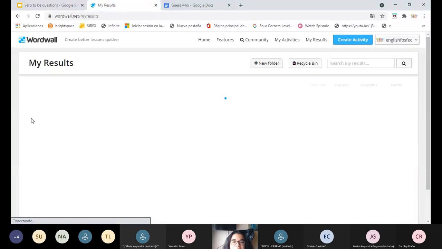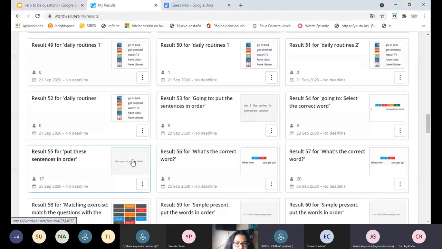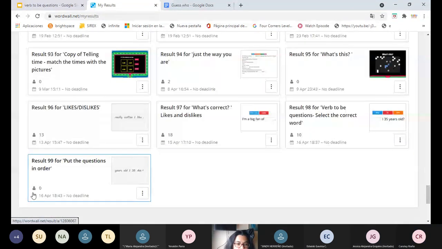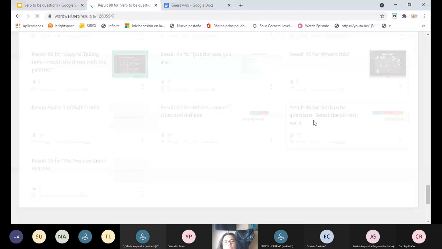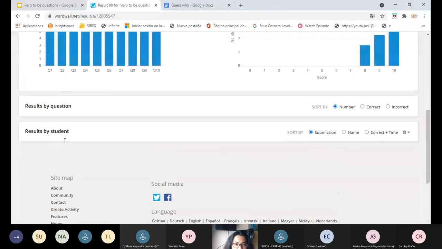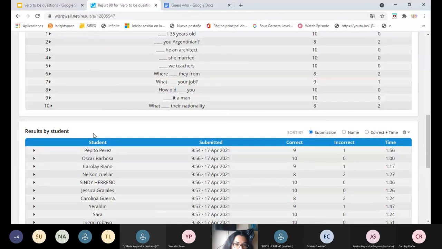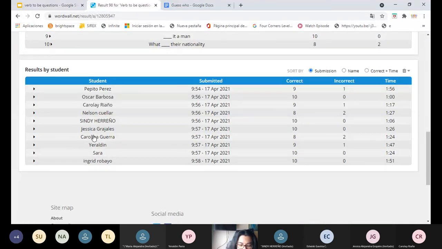Okay, guys, are you ready? Yes, teacher. All right, let's see. Here we have the one where we have to select the correct words. Let's see, we have the answers from Oscar Barbosa, Carola Irriano, Nelson Quiller, Cindy Herreño, Jessica Grajales, Carolina Guerra, Geraldine Parra, Sara Urueña, and Ingrid Roballo.